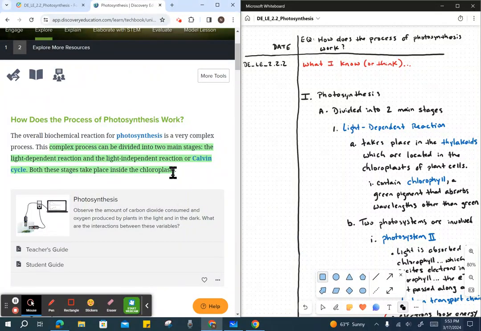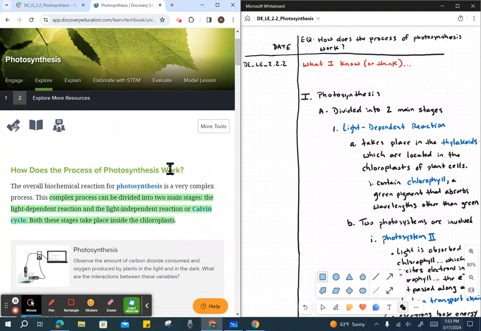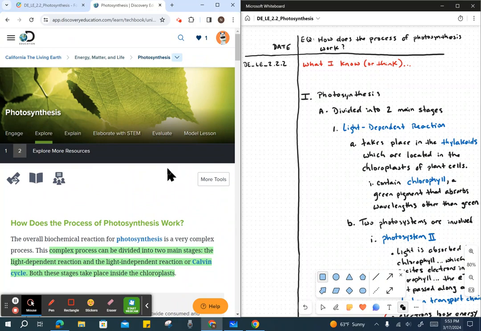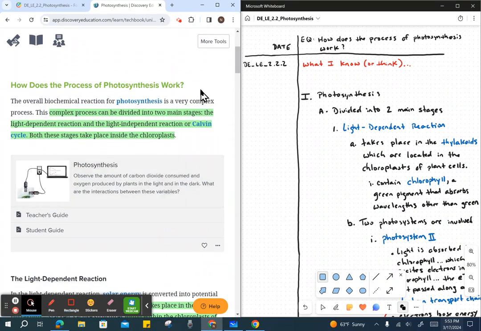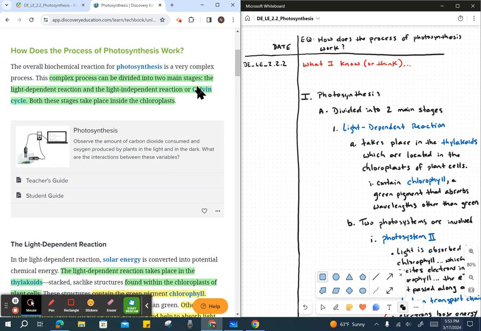Okay, we're on explore number 2, photosynthesis, and we're going to actually dig deep here. So prepare yourselves. All right, it's going to be pretty technical. Go ahead and write down the essential question: how does the process of photosynthesis work?